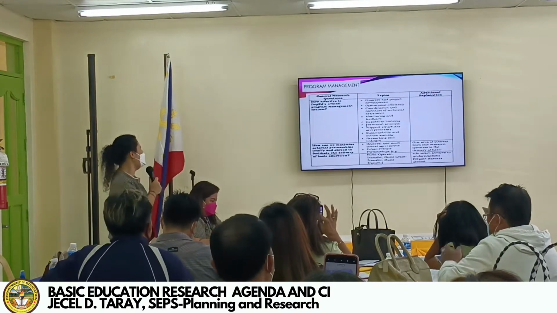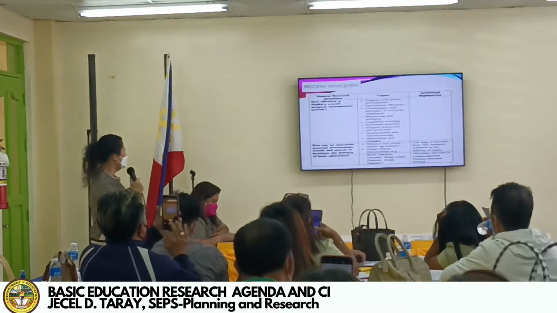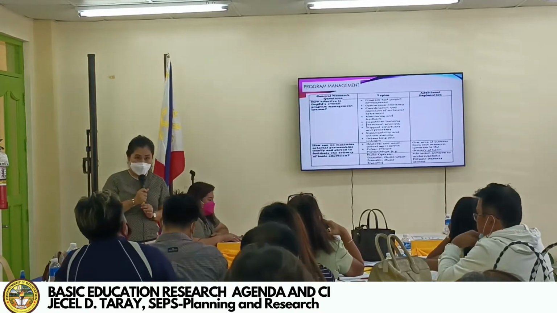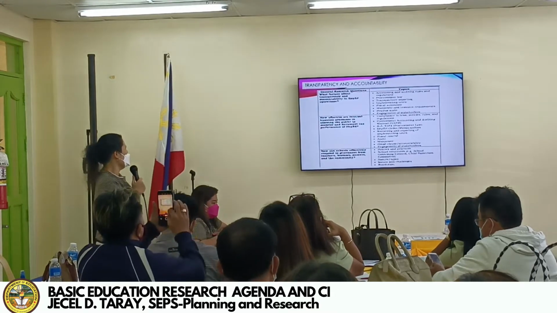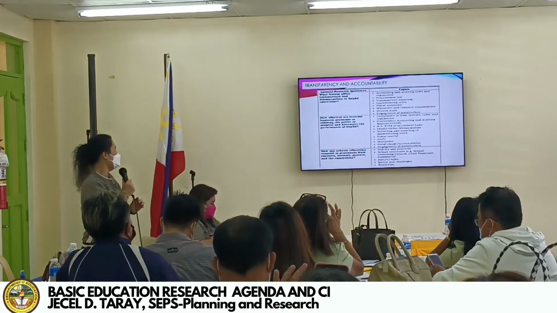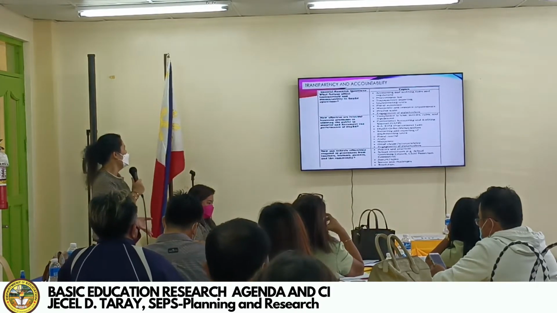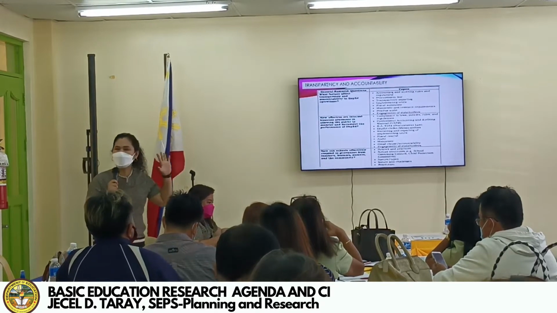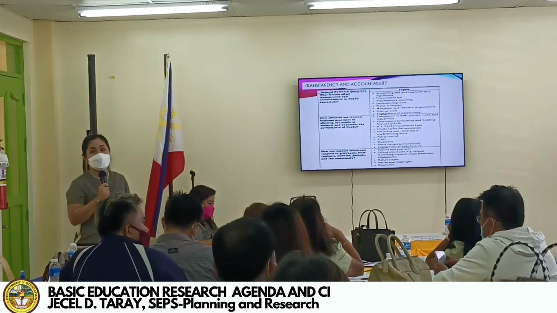Next, program management. So how effective is DepEd's overall program management system? The programs, projects, and activities implementation. Okay, there are many. Then transparency and accountability. These include accounting and auditing rules and regulations, procurement law, transparency reporting, implementing units, and fiscal autonomy.